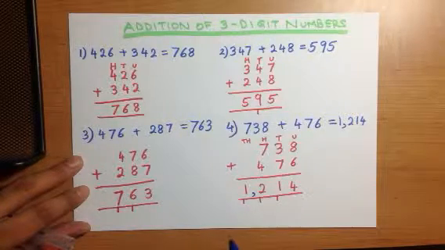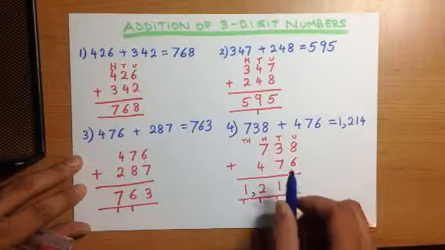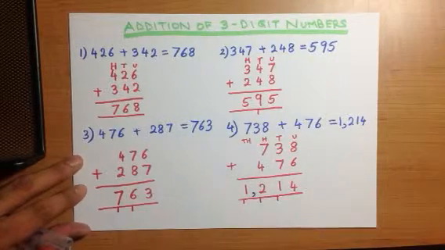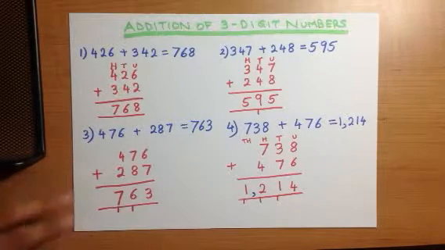Always remember to write the horizontal format into the vertical format to make sure you get them in nice, neat columns. And then add them column by column by column. It's as simple as that.